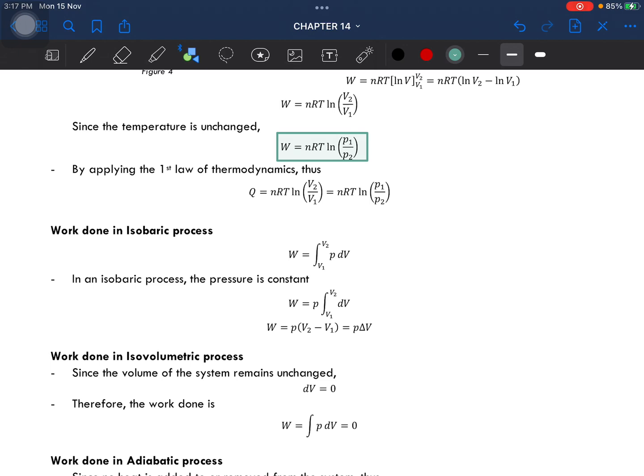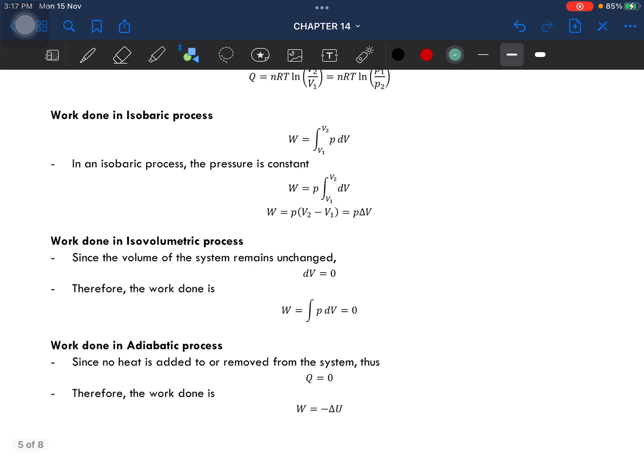Okay, alright, and then work done in isobaric process, also the same thing. We will be integrating this, and then in this case, since the pressure is constant, we can just let P out of the integral, and then integrate here, we'll get V, so just substitute lah V2 minus V1, and we get the equation for work done for an isobaric process.